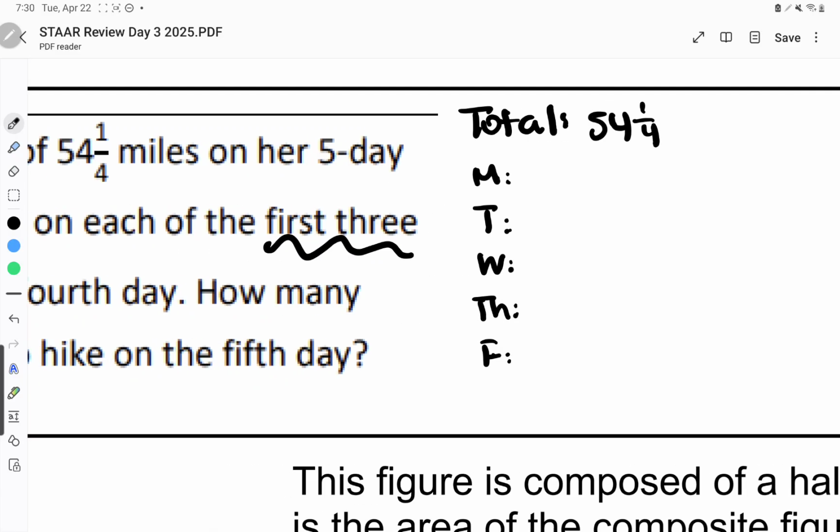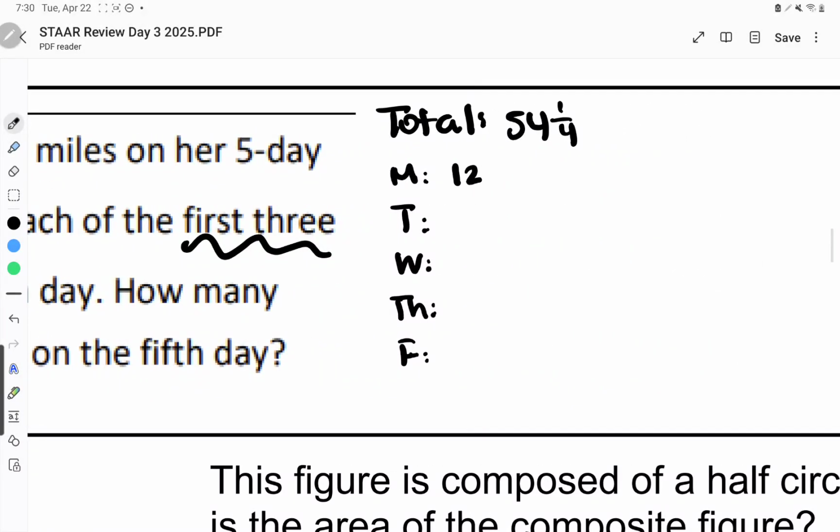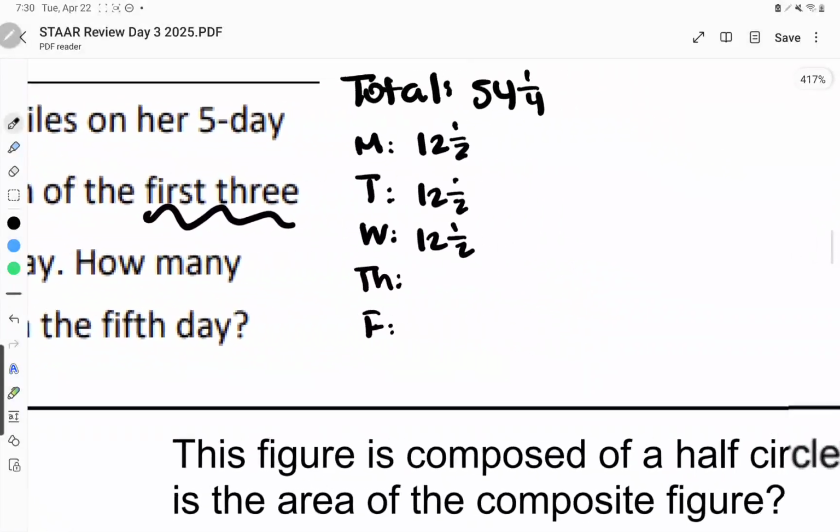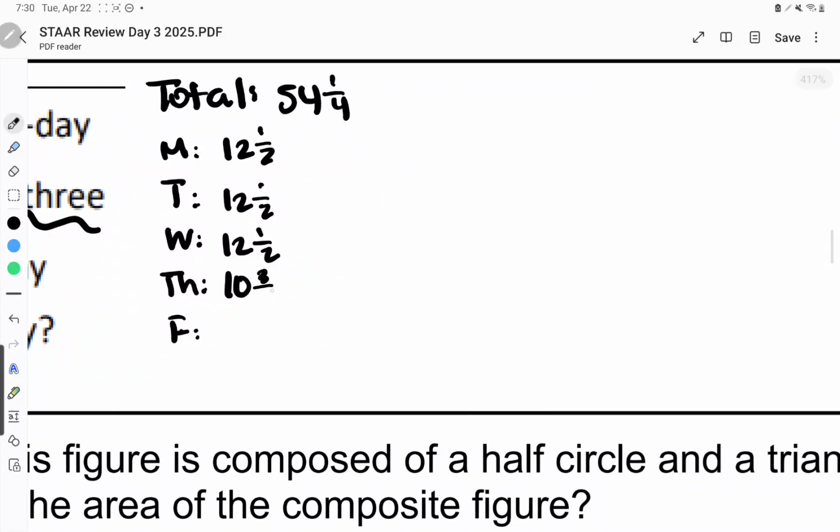So on Monday, she did 12.5. On Tuesday, she did 12.5. And on Wednesday, she did 12.5. And then it says on the 4th day, she did 10 3/8. We're trying to figure out how much she did on Friday.